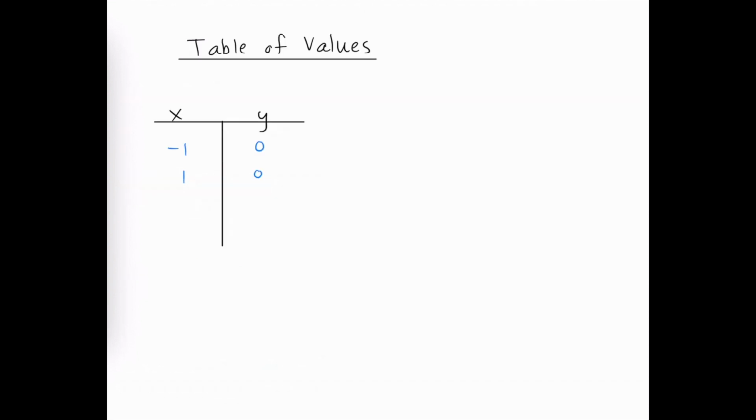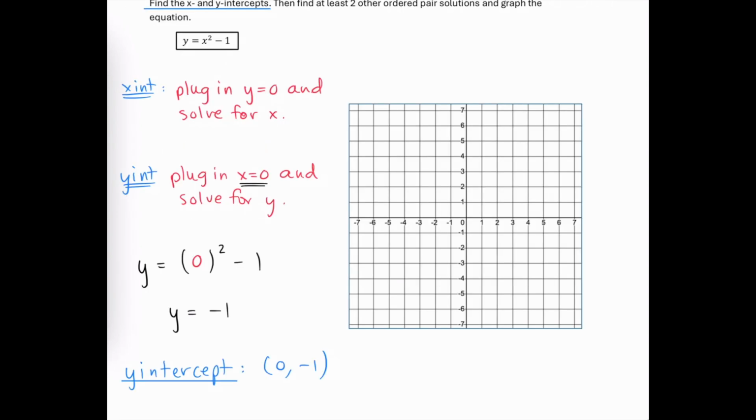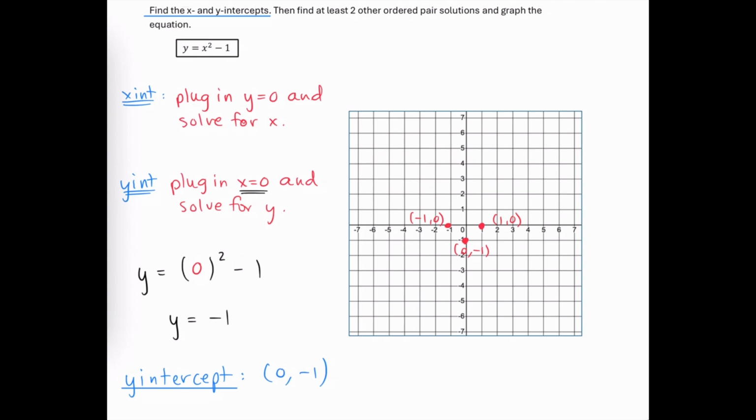So let's take that over to our table of values. When x is equal to 0, the y-coordinate turned out to be -1. Let's go ahead and start plotting those points. We have the ordered pairs (0, -1), (1, 0), and (-1, 0), so we'll plot these and label all of these ordered pairs on our graph. The directions also said to find at least two other ordered pair solutions and then use all of those ordered pairs to graph the equation.